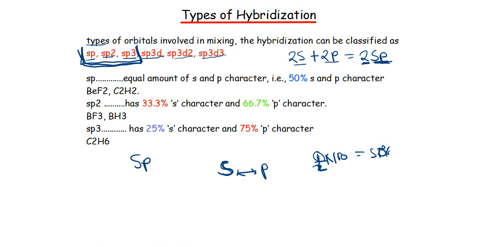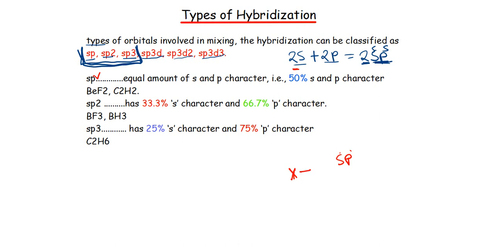So sp means that the contribution in that bond is 50% s character and 50% p character. So that's the reason why sp gives 50%, 50%. All right, so we can find the molecules that can give sp. A molecule X should be bonded to two things for it to have sp, because there are two orbitals there.